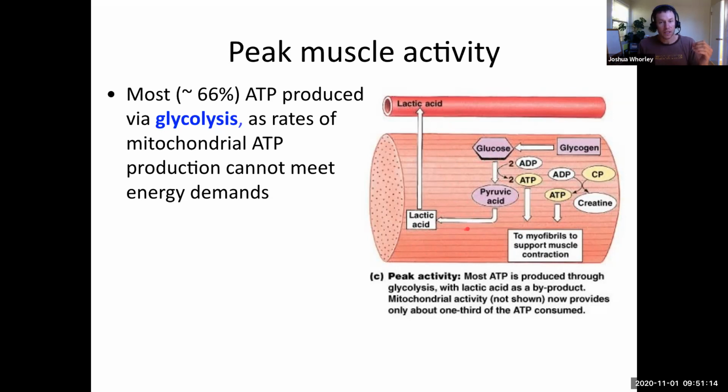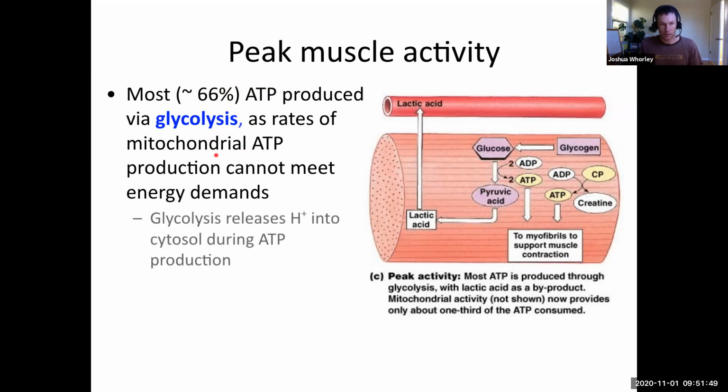We're delivering as much oxygen as we can to continue fueling that electron transport chain, but we're maxing that out, and we still need more ATP. So we're not generating enough ATP via electron transport. We have to make it in another way, and that's glycolysis, and that's the way we're making most of our energy, because our ATP demands are so high now. Most of it's actually coming from glycolysis. Maybe at peak muscle activity, 66% is being made by glycolysis, just because our mitochondrial ATP production cannot meet our energy demands right now.